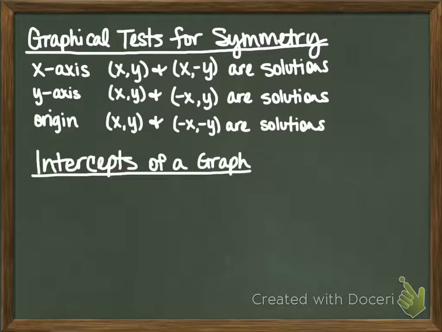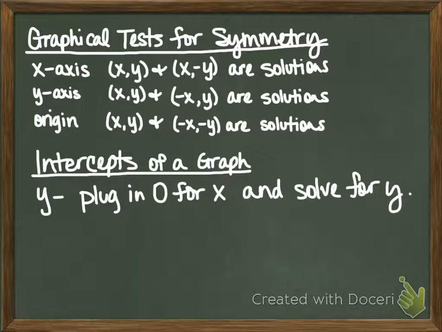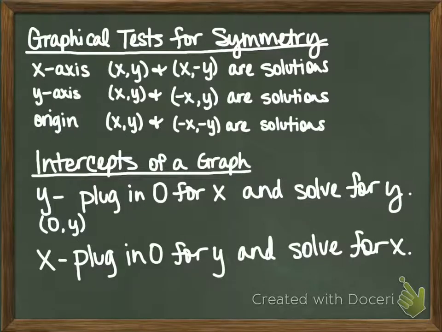Next, the intercepts of a graph. So the y-intercept is when you plug in 0 for x and solve for y. And you're going to get an ordered pair that is (0, some y value). For the x-intercept, you're going to plug in 0 for y and solve for x. So we have (x, 0).